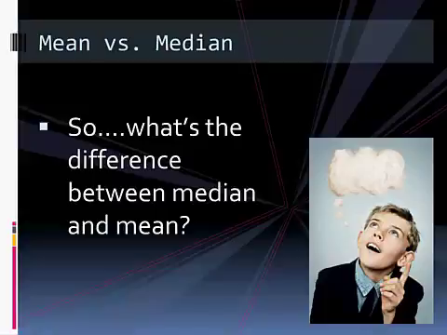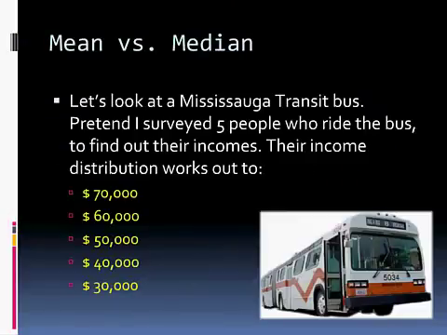Well, I think to best illustrate this, we need to look at the following example. Now imagine I get on a Mississauga Transit bus in the morning. I'm going to conduct a survey. I want to survey the 5 people who ride the bus, their incomes. I want to find out how much money they make in a given year. If I survey these 5 people and I get the following sets of data, I will then be able to draw some conclusions from the ridership of this bus.